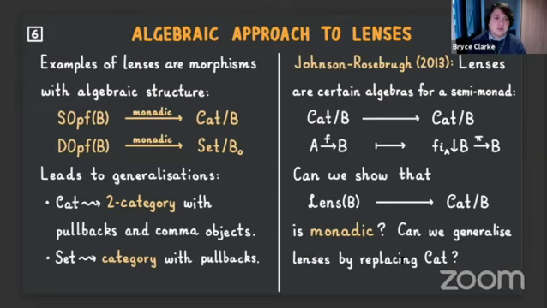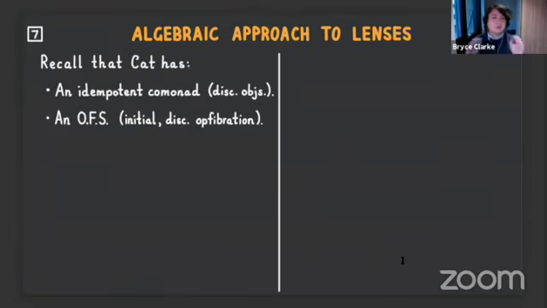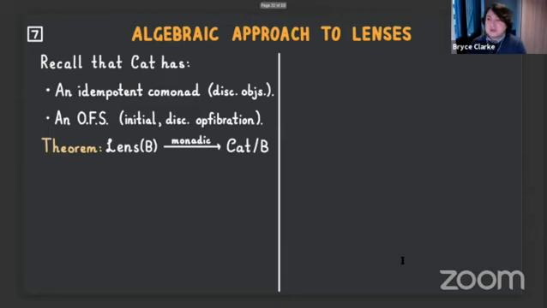Okay, so how do we want to show this result? Well, first of all, recall that Cat has an idempotent comonad on it, which takes every category to its discrete category. And it also has an orthogonal factorization system, which factors every functor into an initial functor followed by a discrete opfibration. This is the comprehensive factorization. Using these two facts, we can at least show very easily what the left adjoint for this monadic functor is going to be. And so let me step through it.